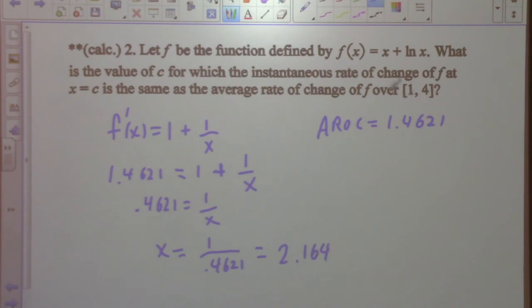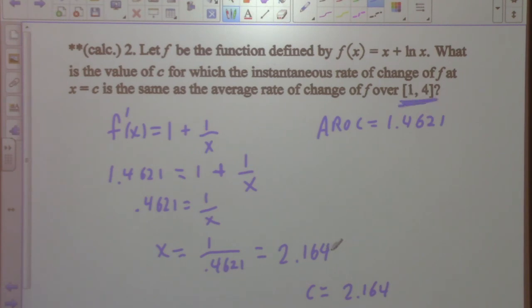I see. 2.164. Yeah. And so that's going to be C, right? C is equal to 2.164. And then we check to see, is that between 1 and 4?